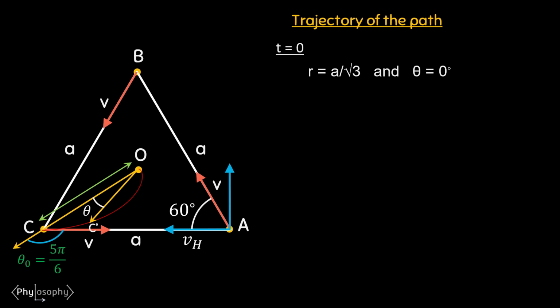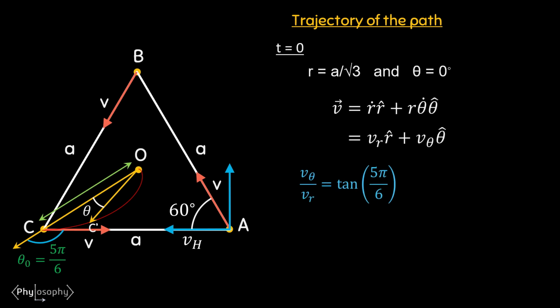Now in polar coordinate system, the velocity vector is given by v = ṙ r̂ + rθ̇ θ̂, or this can be written as v_r r̂ + v_θ θ̂. So v_r represents the radial part of the velocity and v_θ represents the angular part of the velocity. Therefore, the ratio v_θ over v_r is equal to tan(5π/6), or this is equal to -1/√3, and again this can be written as rθ̇ over ṙ. Therefore, we have rθ̇ = -ṙ/√3.